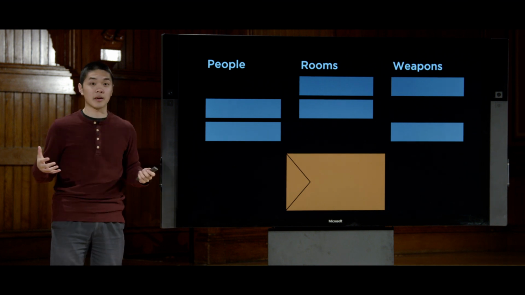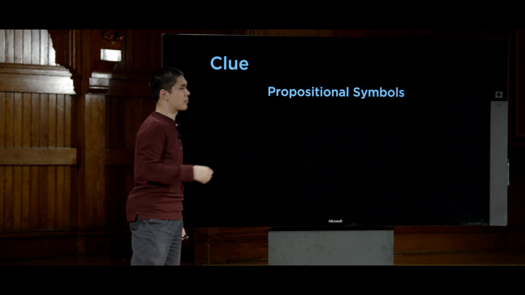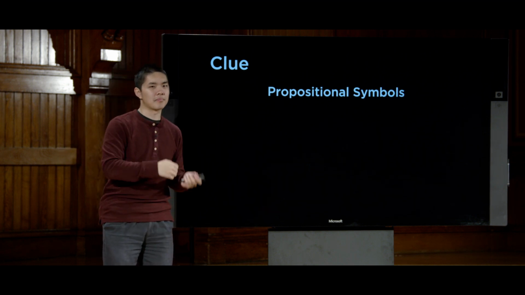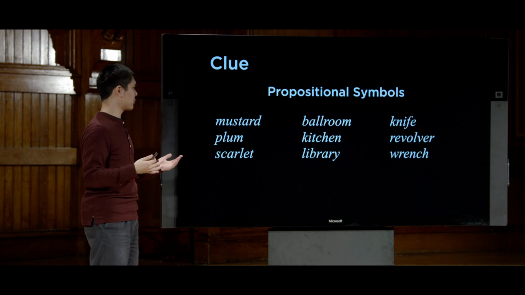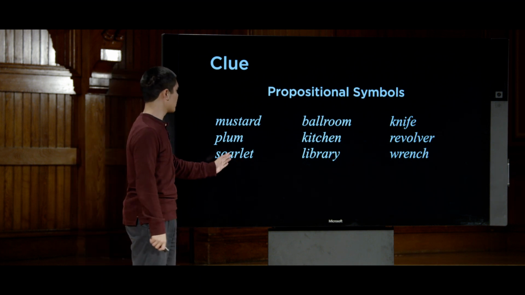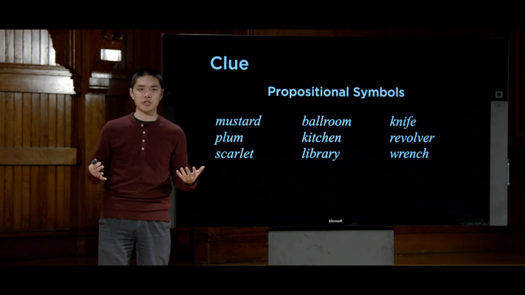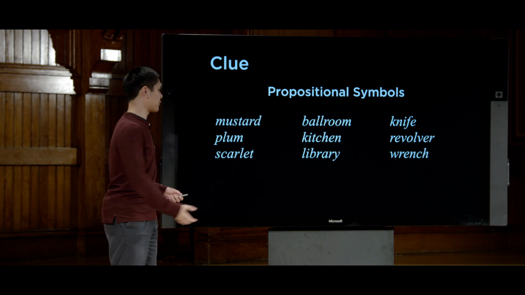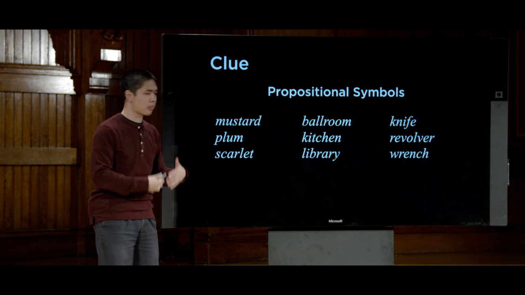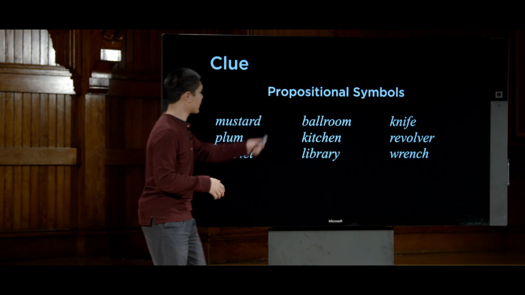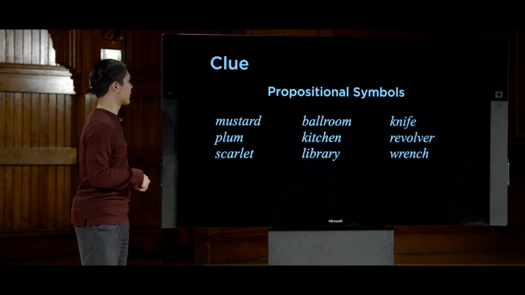In order to do this, we'll begin by thinking about what propositional symbols we're ultimately going to need. Remember again that propositional symbols are just some symbol, some variable, that can be either true or false in the world. In this case, the propositional symbols are really just going to correspond to each of the possible things that could be inside the envelope. Mustard is a propositional symbol that will just be true if Colonel Mustard is inside the envelope, if he is the murderer, and false otherwise. And likewise for Plum for Professor Plum, and Scarlet for Miss Scarlet, and likewise for each of the rooms and for each of the weapons. We have one propositional symbol for each of these ideas.